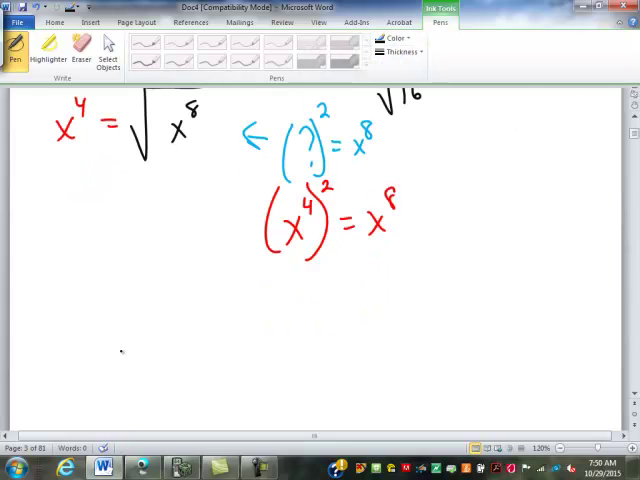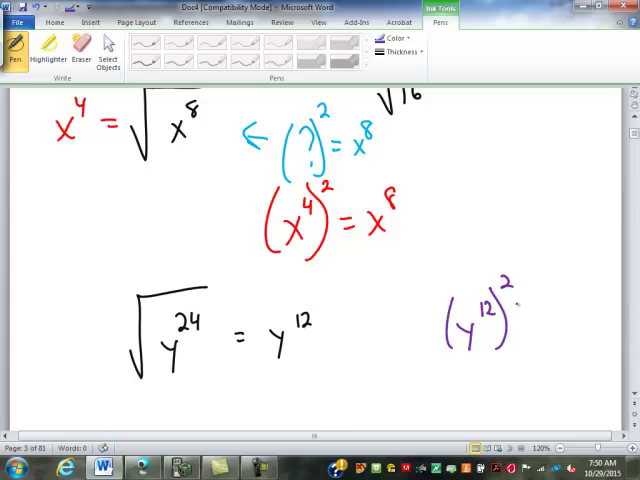So with that thought in the back of your mind, what would be the square root of y to the 24th? What number times 2 makes 24? 12. Y to the 12th, if I square it, will that give me y to the 24th? You bet that equals y to the 24th. So yes, y to the 12th is the square root of y to the 24th. Do you see a pattern developing at all yet?